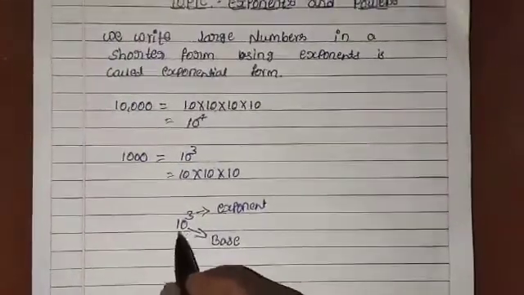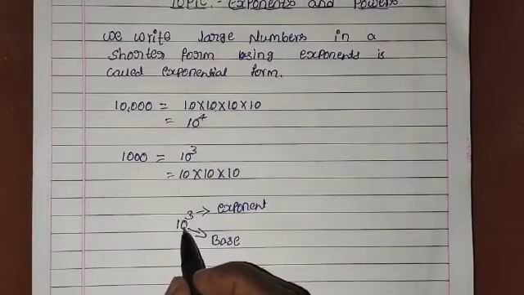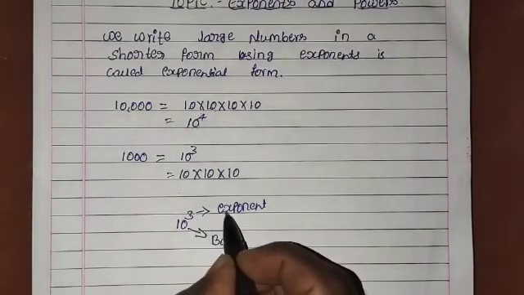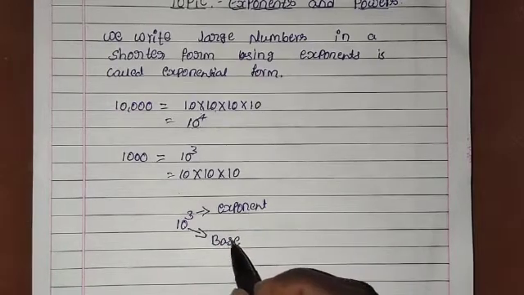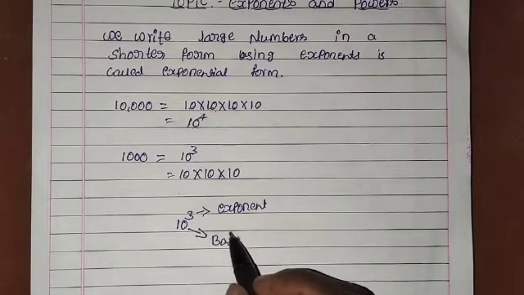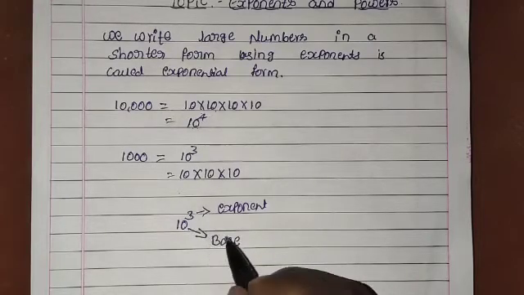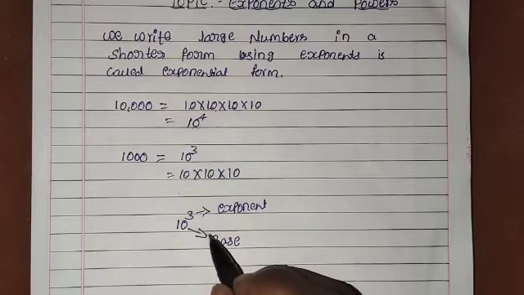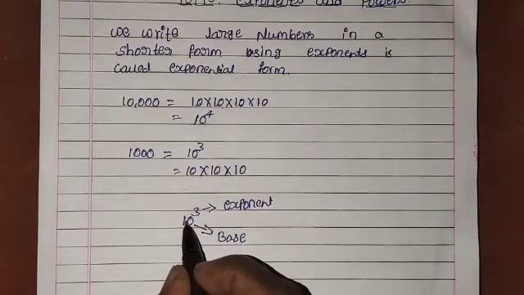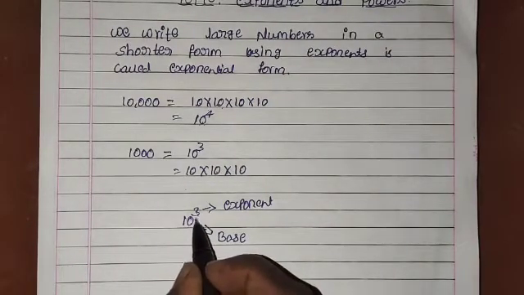Here, in 10 power 3, in this exponential form, 10 is the base and 3 is the exponent. Thus we write large numbers as shorter numbers by using exponents. This form we call exponential form. And how to pronounce this? 10 to the power 3.